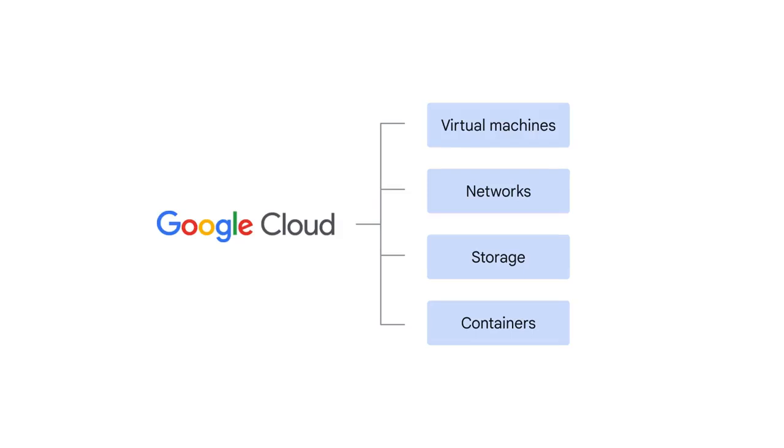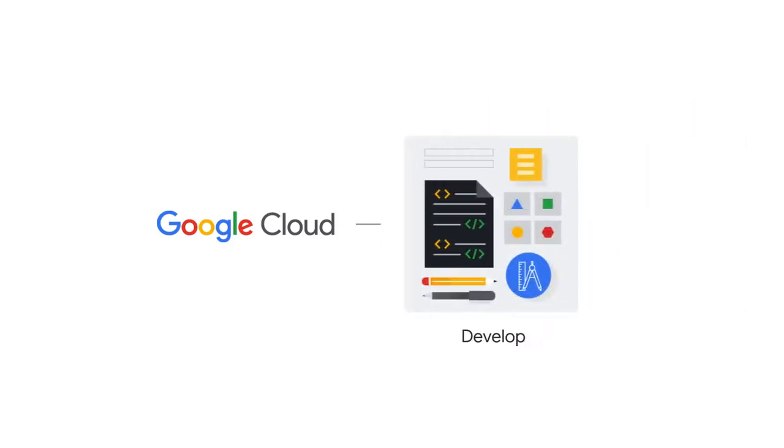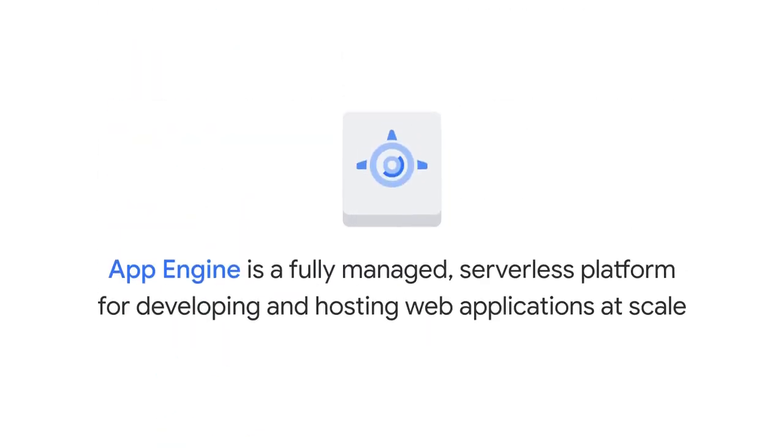So far in this course, we've provided an introduction to Google Cloud and explored the options and benefits related to using virtual machines, networks, storage, and containers in the cloud. In this section of the course, we'll turn our attention to developing applications in the cloud. We'll begin with App Engine, which is a fully managed, serverless platform for developing and hosting web applications at scale.